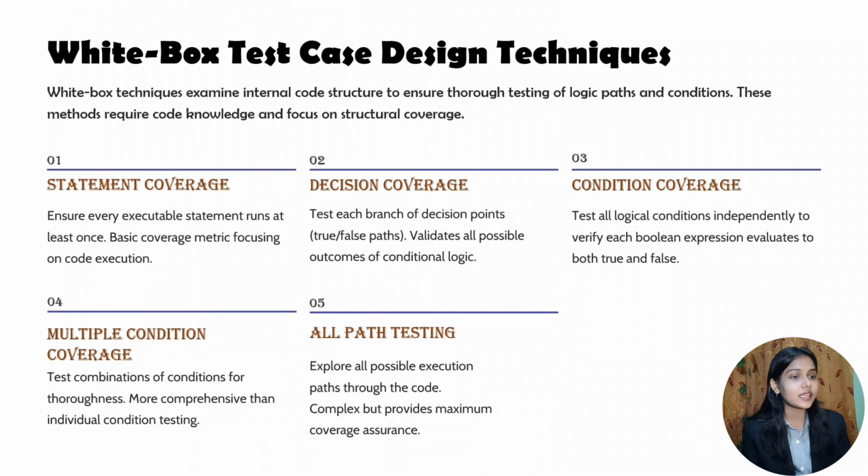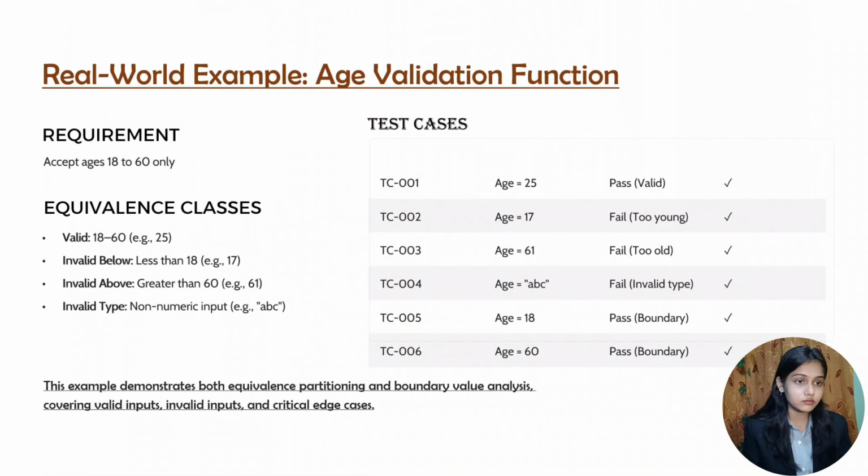To make everything clear, let me give you a simple example. Suppose there is a system that accepts age only between 18 and 60. Here we would test with a valid age like 25 and then invalid ages such as 10 or 75. We would also check what happens if someone enters text instead of a number. This small example shows how test cases help us verify both normal and edge situations.